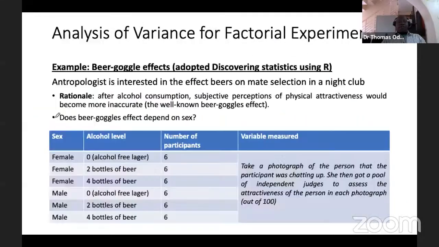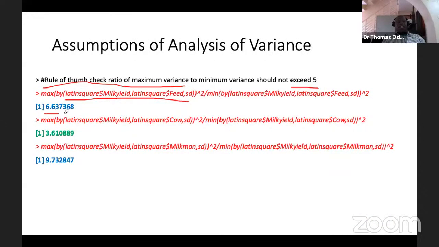So for the feed, the ratio is greater than 5, so we cannot ignore this. We can actually think that the variability among the feeds is large. The variance is not homogeneous. So this is where the issue of transformation may come in. For the cow, it's okay; we seem not to have any problem. But for the milkman, the value is 9.73. So this is also an indication that there is a problem with the assumption of constant variance among the milkmen and among the feeds.